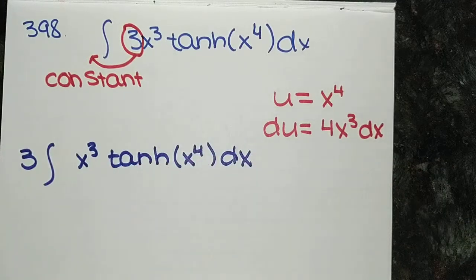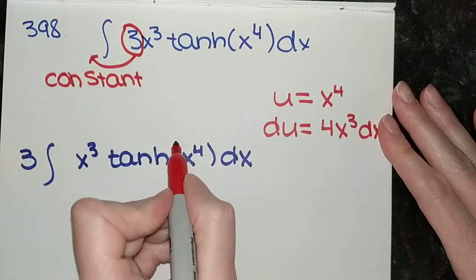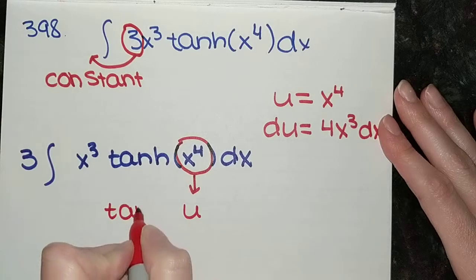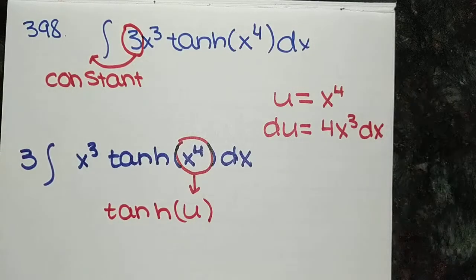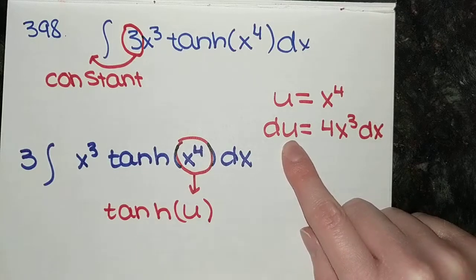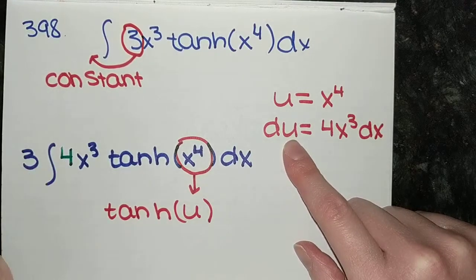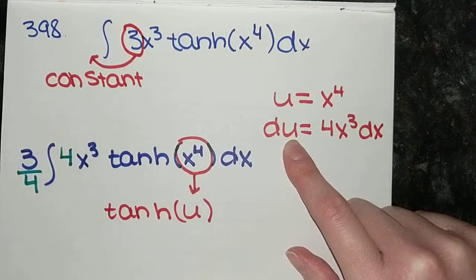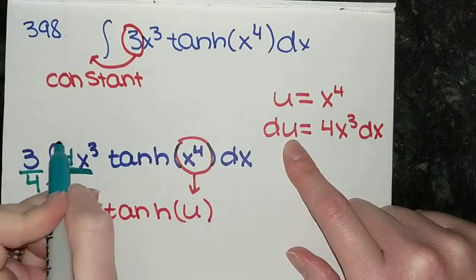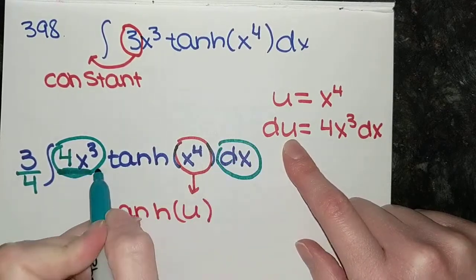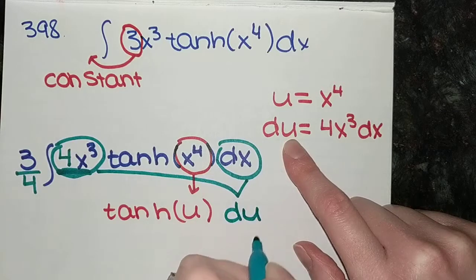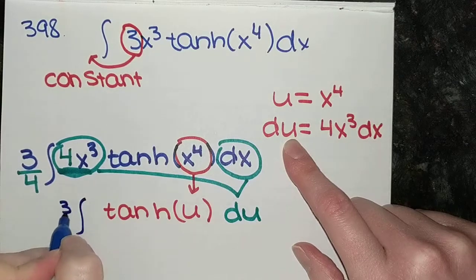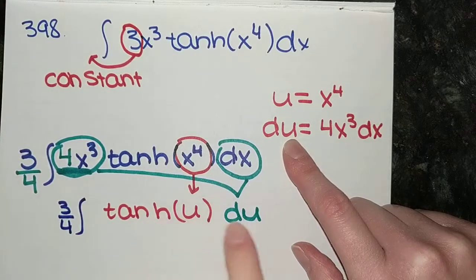Okay, so making our u substitution, the first thing that will happen is this x to the fourth will become u. So we'll have hyperbolic tangent of u. Then to get our du, we would need to multiply in by a 4 and then consequently divide by a 4 on the outside of the integral. When we do that, the 4x cubed, which I'll circle, and the dx are going to come together to be our du. So we will, at the end of the day, be integrating 3/4 hyperbolic tangent of u du.